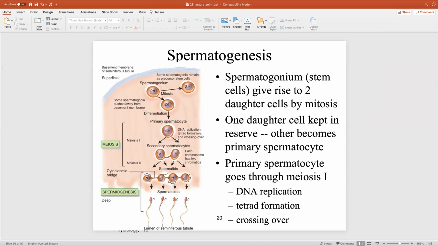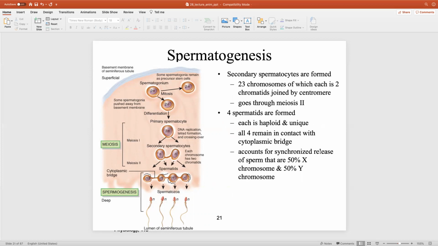Then you start undergoing the meiotic cycles, where it's prophase, metaphase, anaphase. But instead, it is called prophase 1, metaphase 1, anaphase 1, telophase 1, and then you split to form secondary spermatocytes, which then split to form the spermatids. Just a rough going over it again.